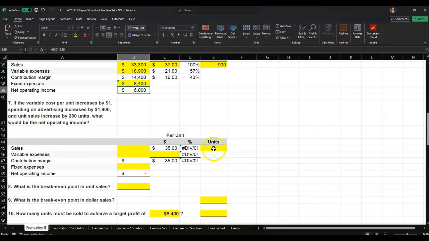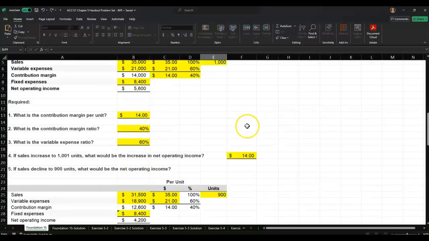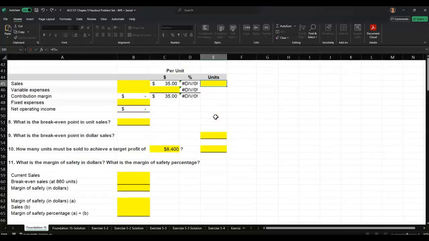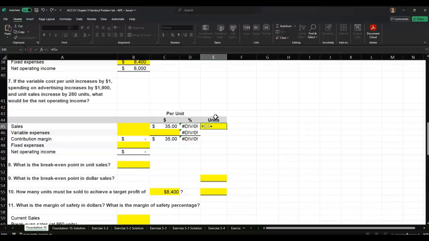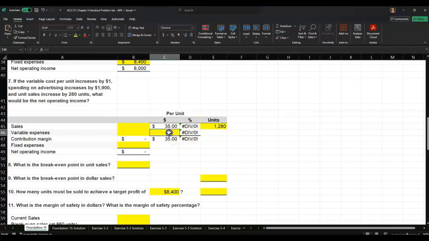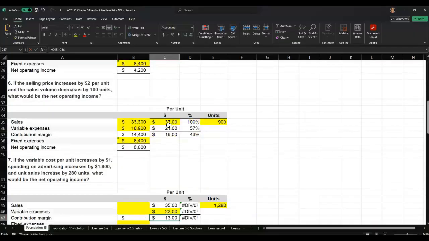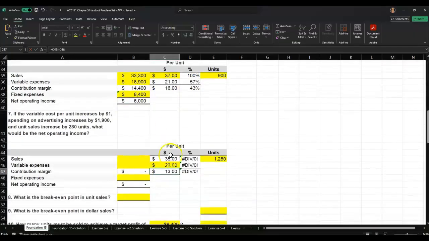I'm always going to start with units. Okay? So I'm going to start with the original 1,000 units, and we ended up with an increase of 280 units. So I'm simply taking the 1,000 plus the 280. The variable expenses increased by $1. So again, I'm always going to hit the equals. I'm going to come back up here and pick up that $21 original and add $1.